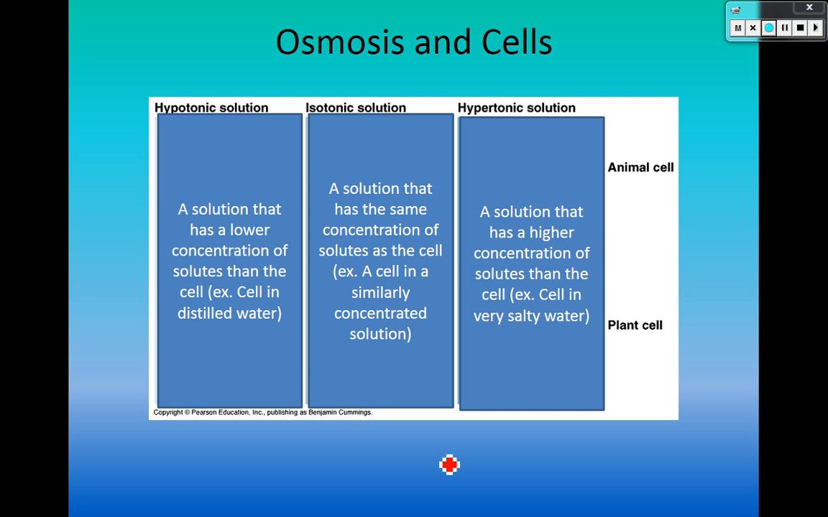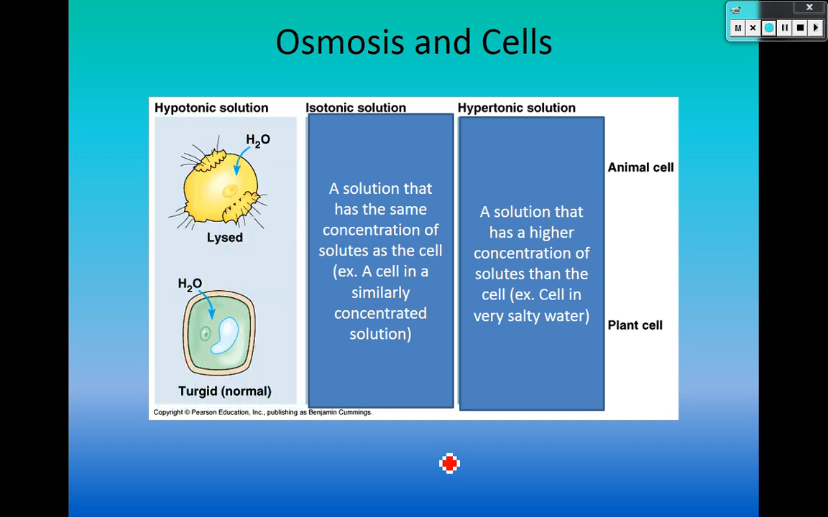So if we take a cell and we put it in distilled water, for example, then that solution is going to have a lower concentration of solutes than the cell. So what we see happen is water flows into the cell, and it's actually a net flow. Water is also going to flow out of the cell, but less water will flow out of the cell than in. And again, we'll talk about why later. But more water will flow in because it's going from more dilute to more concentrated, the water is. And that cell, if it's an animal cell, can actually burst and break open.